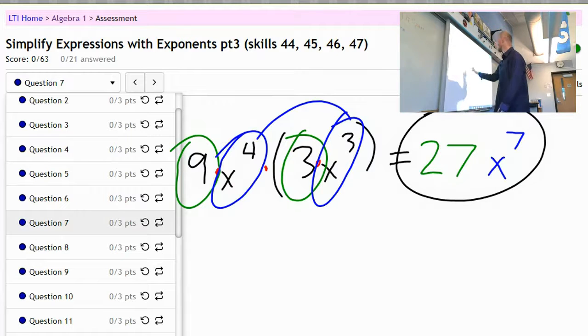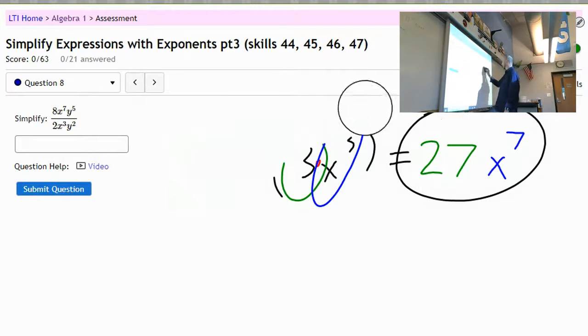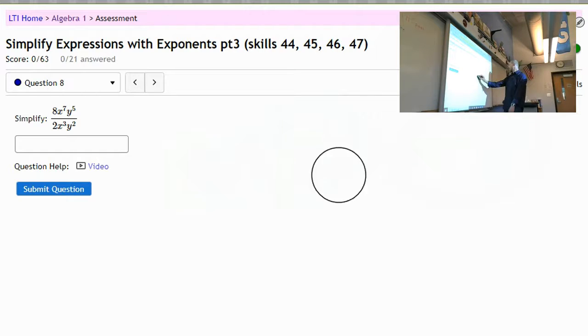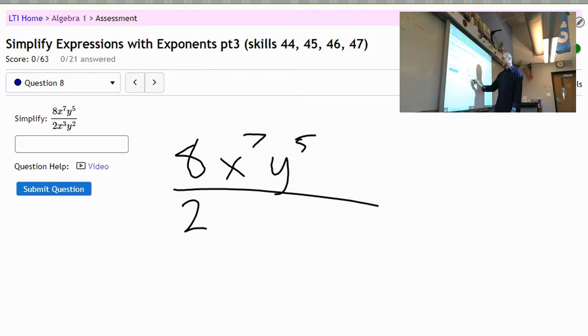Number 8. We'll start skipping here in a little bit, but we'll hit number 8. And then maybe we can start skipping a few of them. All right, so I've got 8, x to the 7, y to the 5, and the denominator 2, x to the power 3, y to the power of 2.